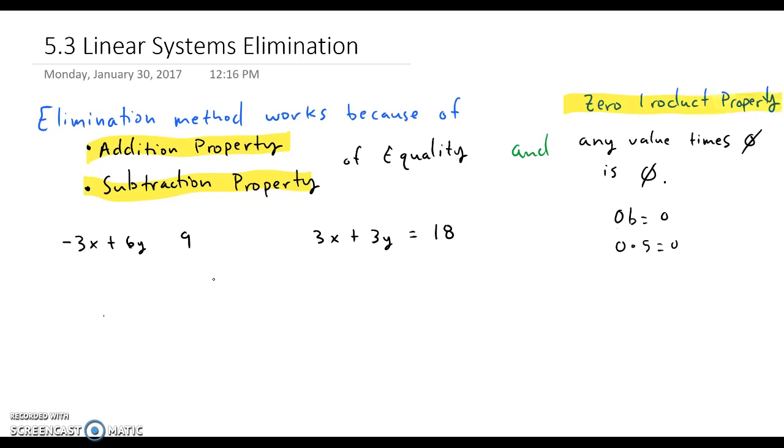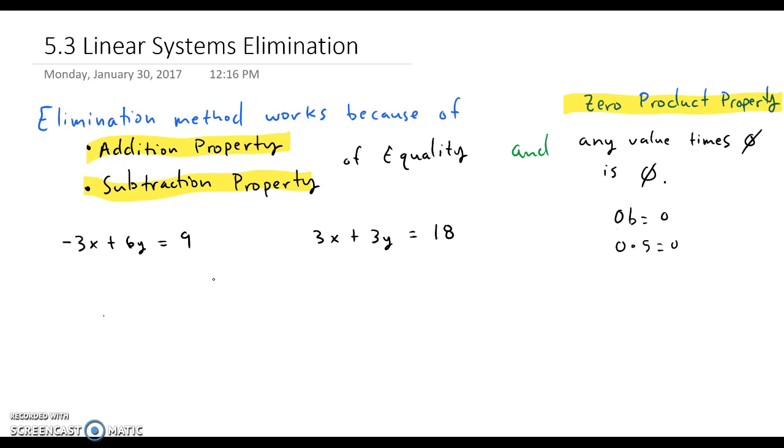The zero product property is something that we already know. Essentially what this property is, any value times 0 is 0. So anything times 0 is 0. So 0 times b is 0, 0 times 5 is 0. When you multiply by 0, the outcome is 0. We already know that. We're just formally defining it. So consider this equation right here: negative 3x plus 6y equals 9.